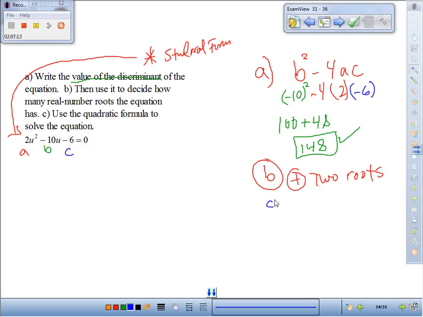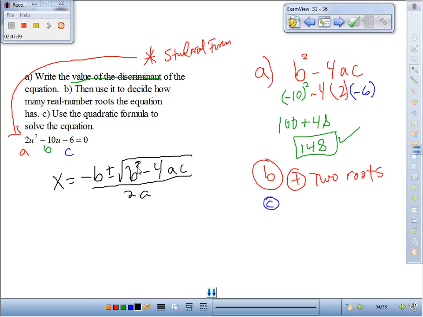And letter C. Use the quadratic formula to solve the equation. Yay! So, let's write our quadratic formula. X equals minus B plus minus square root B squared minus 4AC over 2A. So, now that we have our quadratic formula, let's open parentheses, negative, parentheses, plus minus square root, over 2 parentheses.